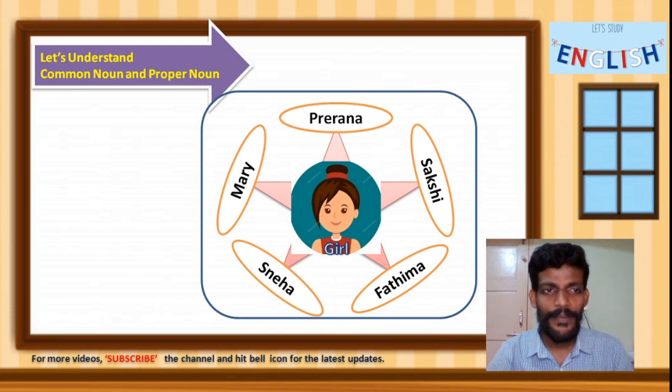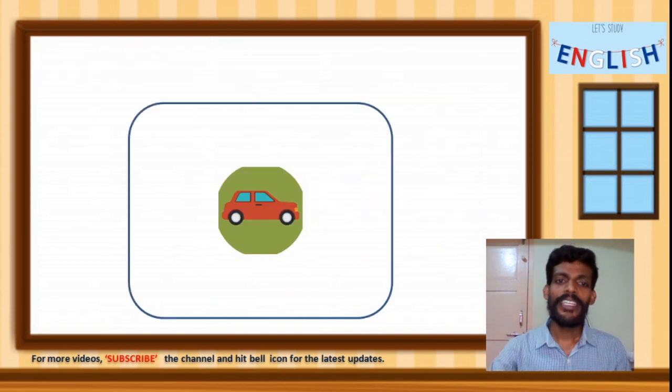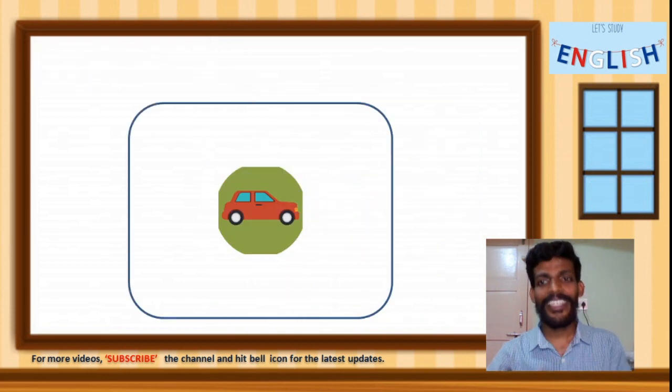All the names related to a girl are proper nouns, whereas girl is a common noun. Common means it is generally used for all the girls, but Prerana means it is for a specific or particular girl. Now let us discuss it with the help of another example.